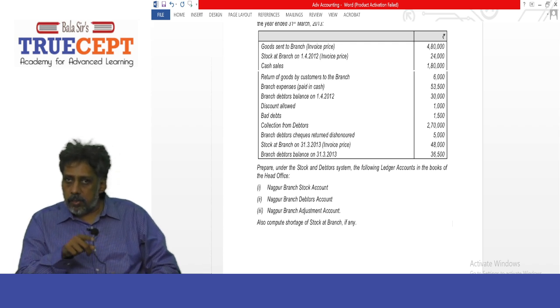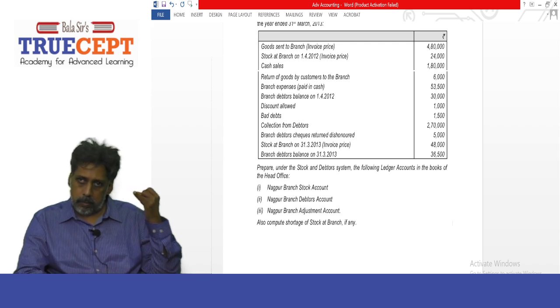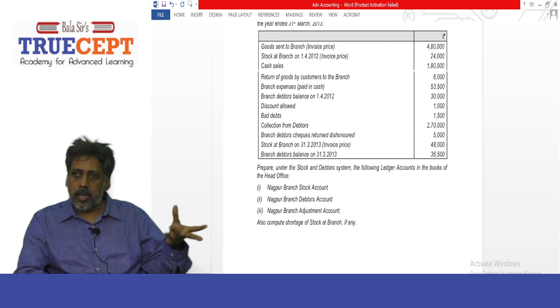Point to note, under stock and debtors system, the following ledger accounts are needed in the books of the head office. Number 1, Nagpur branch stock account. Number 2, Nagpur branch debtors account. And number 3, Nagpur branch adjustment account. Also compute shortage of stock at branch, if any.